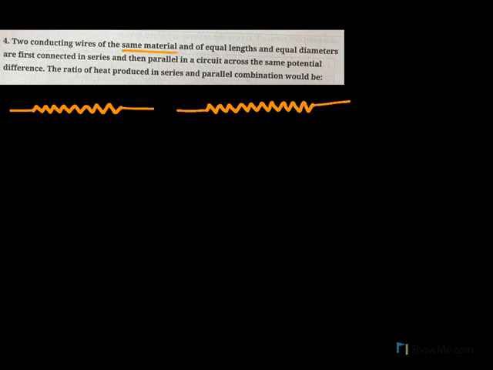Two conducting wires of the same material of equal lengths and equal diameters are first connected in series and then in parallel in a circuit across the same potential difference. The ratio of the heat produced in series and parallel combination would be, so we have two conducting wires of the same material and equal lengths and equal diameters first connected in series. So you have R, both connected in series. So in this case the resistance in series would be R plus R, and that would be 2R. Now we need to find the heat produced in series and parallel, the ratio of the heat produced in series and parallel.